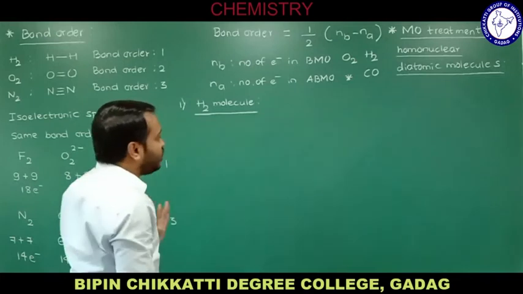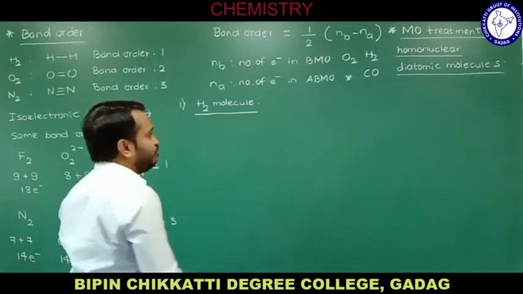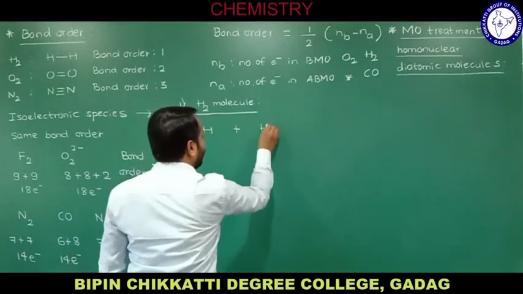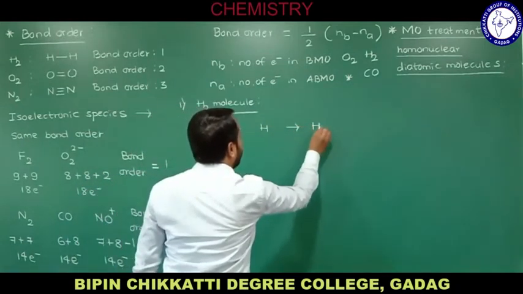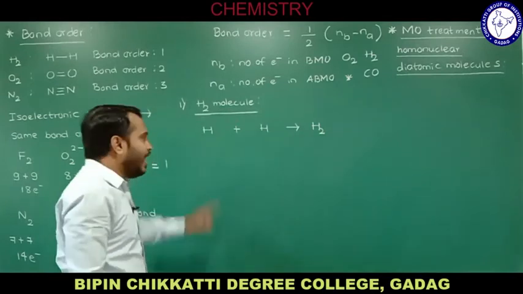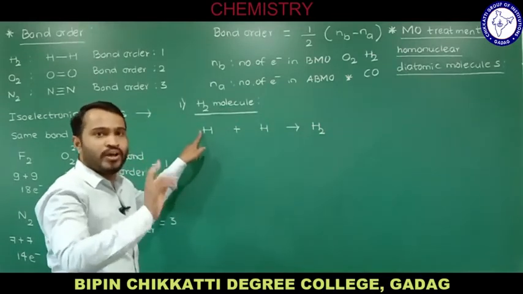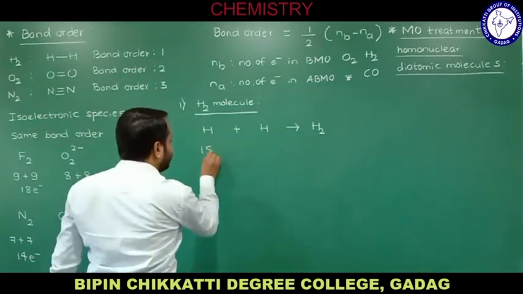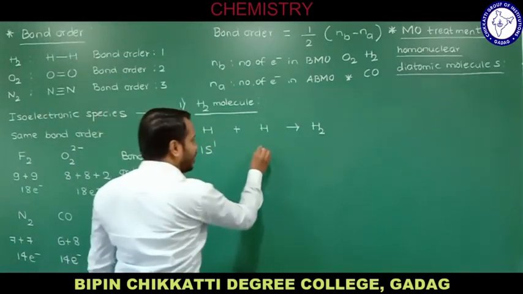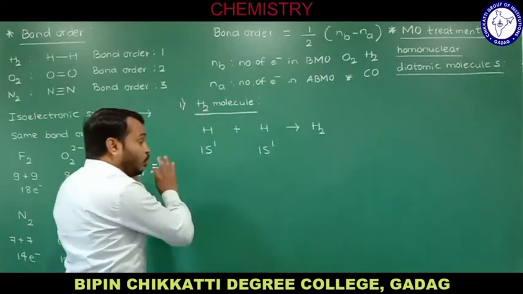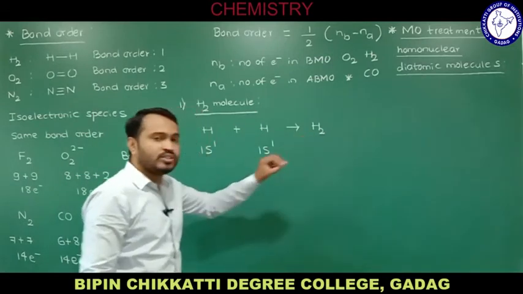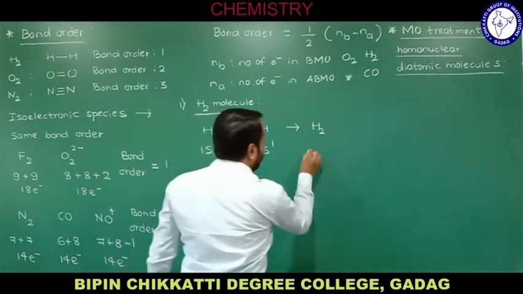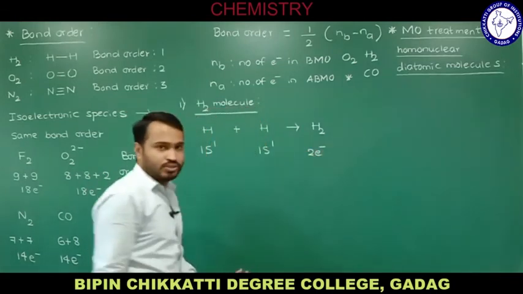So how is the H2 molecule actually formed? Let me write here. One hydrogen atom combines with one more hydrogen atom, and we get the hydrogen molecule H2. The atomic number of hydrogen is 1, meaning we have only one proton and one electron. The electronic configuration will be 1s1. One more hydrogen atom, that is 1s1. Totally in the hydrogen molecule, how many electrons do we get? One from this hydrogen, one from this hydrogen, so we get 2 electrons, isn't it?